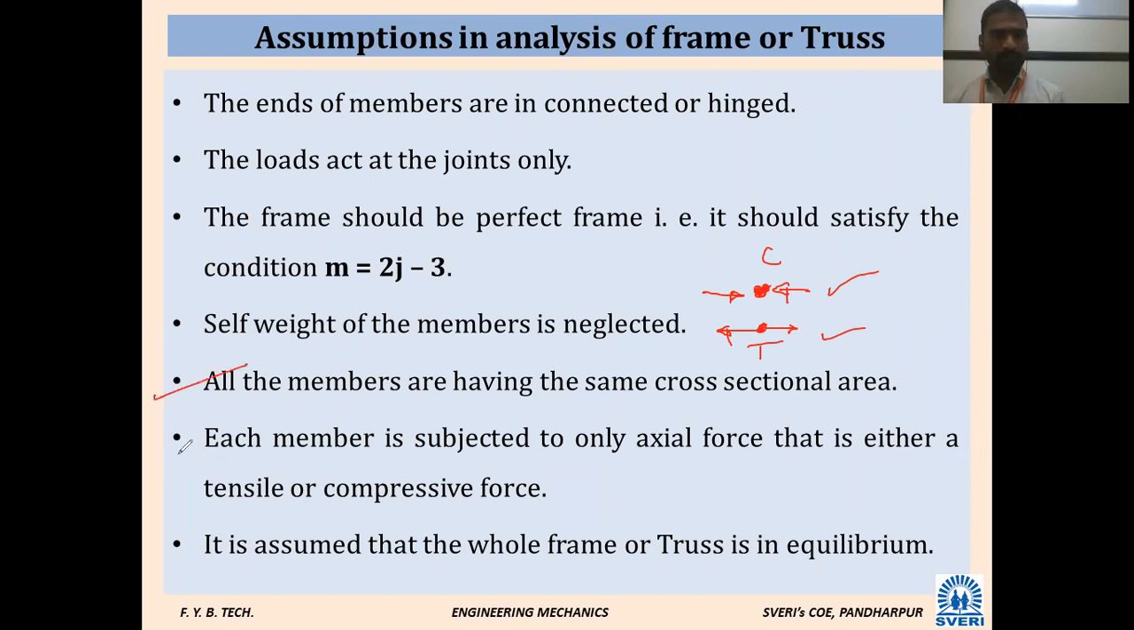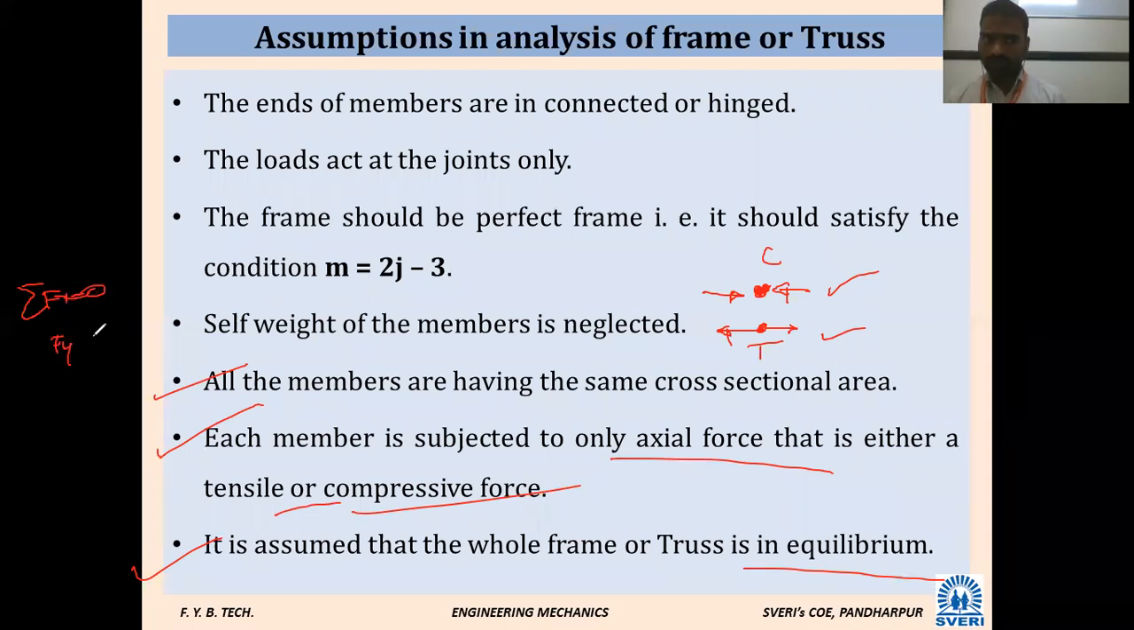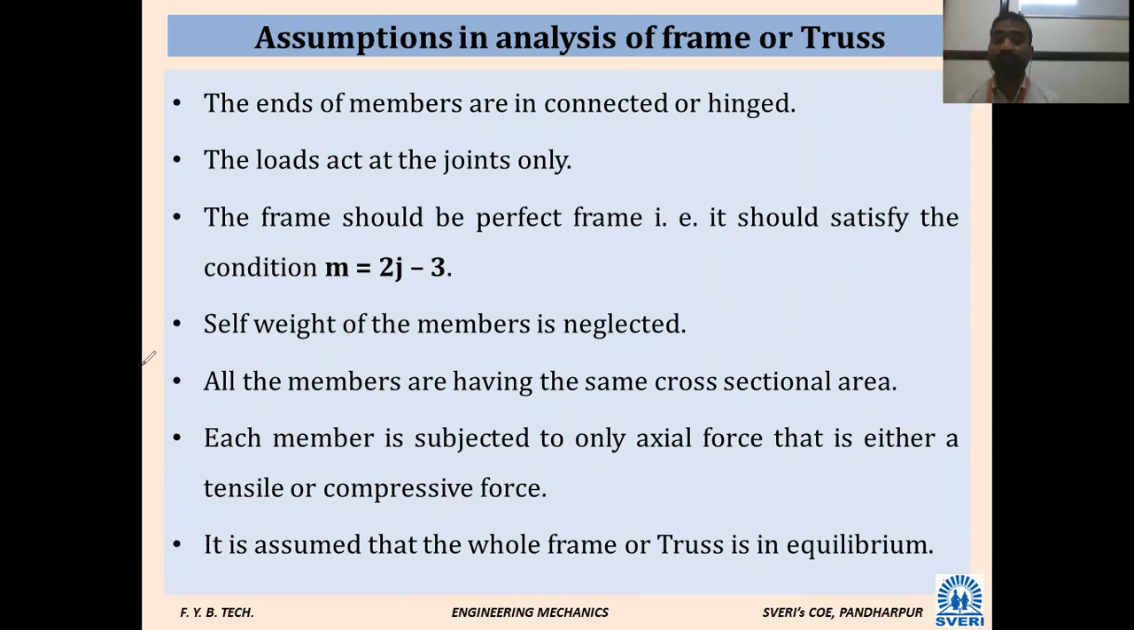All the members have the same cross section, subjected to only axial force, either tensile force or compressive force. Then it is assumed that the whole frame or truss is in equilibrium. What is the condition for equilibrium? Summation Fx is equal to 0, summation Fy is equal to 0, and moment about any point is equal to 0. It should be in perfect equilibrium. Okay, these points should be remembered.